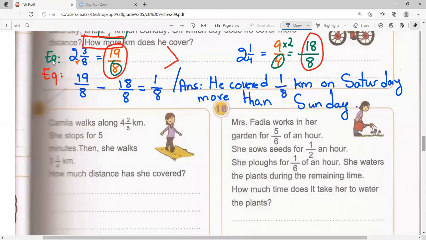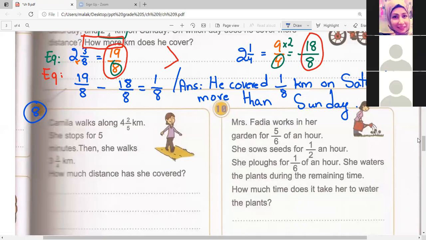Teacher, now problem 8. Yes. I will answer today. Maybe. Let's see. Now, read problem 8 please.